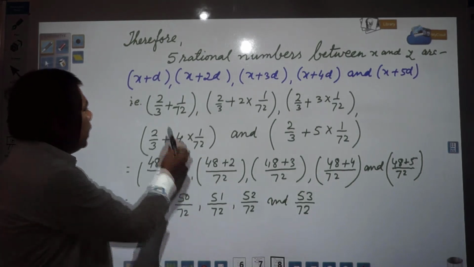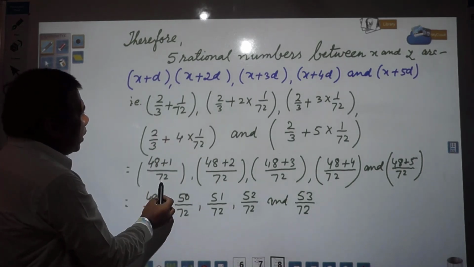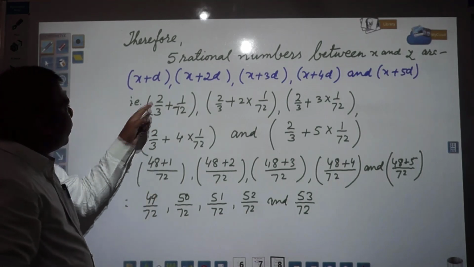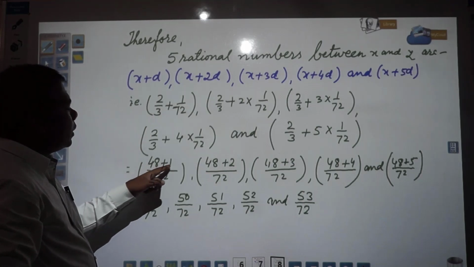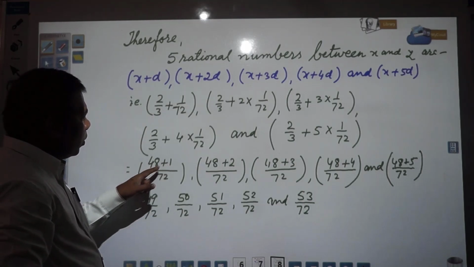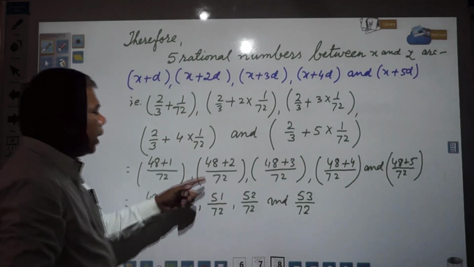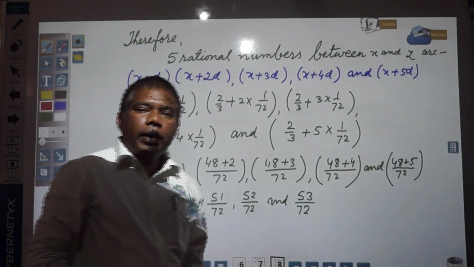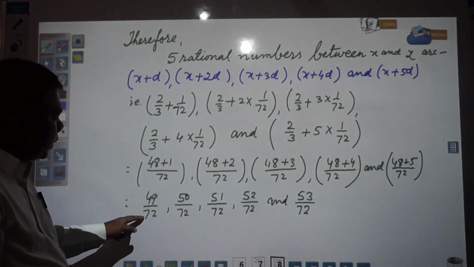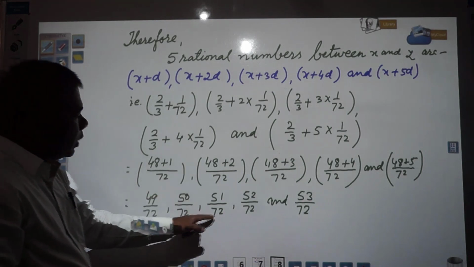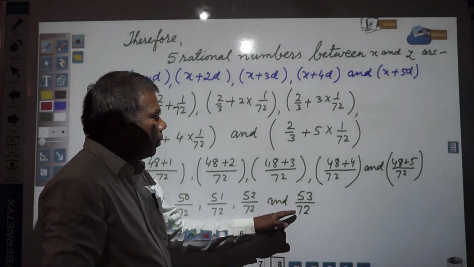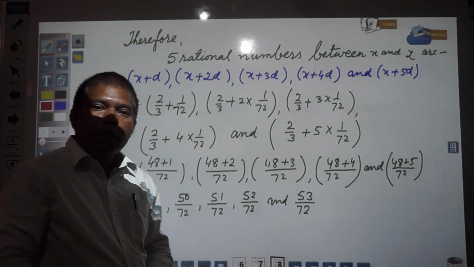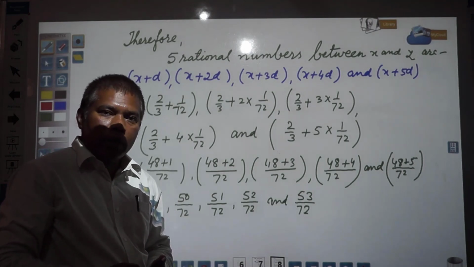Lastly, when you are simplifying, what will you get? Simple simplification. Taking the LCM of 3 and 72, you divide 72 by 3, you get 24, and 24 into 2 you get 48, plus 1. In the same way these also have been done: 48 plus 2, 48 plus 3, 48 plus 4 and 48 plus 5. So lastly you got 49 by 72, 50 by 72, 51 by 72, 52 by 72 and 53 by 72. By this way you can find rational numbers in between two given rational numbers.